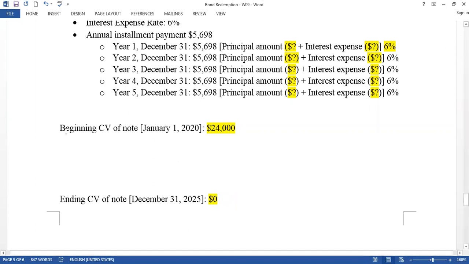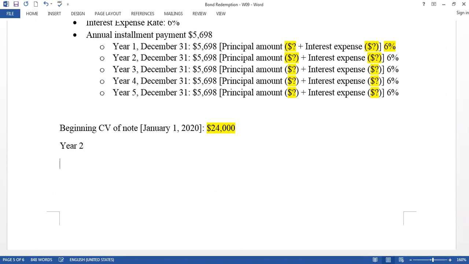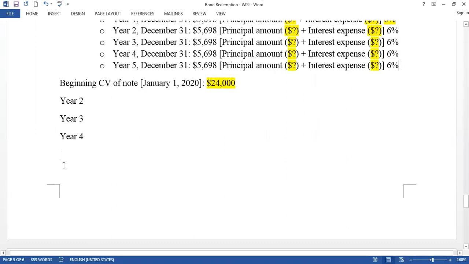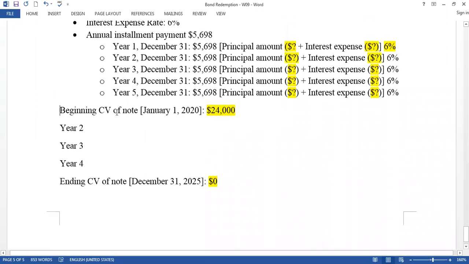Now you can see that in between we have year 2, then year 3, year 4. So beginning carrying value $24,000, ending carrying value $0. So every year later, this carrying value is decreasing. Year 2, we have another carrying value.